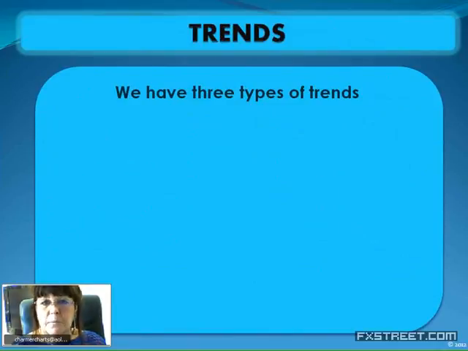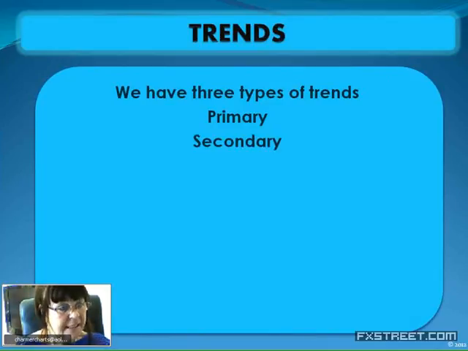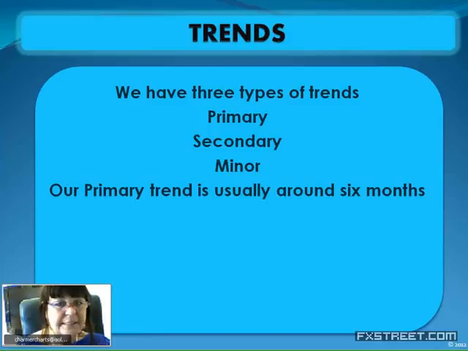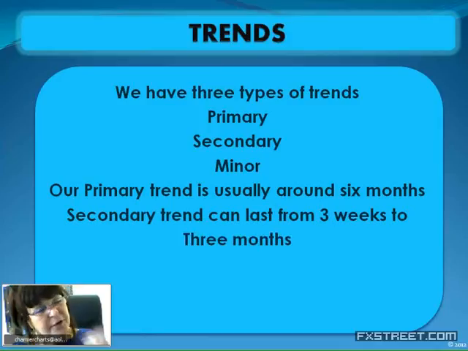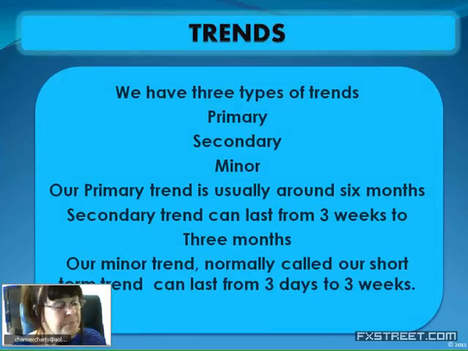Now, we have three types of trends. We have a primary trend, which is a longer term trend, a secondary trend, and a minor trend. The primary trend is the longest trend. It's normally around 6 months. Obviously, as we all know, we do have trends lasting much longer. Our secondary trend lasts from 3 weeks to 3 months. So still quite short term overall, but quite long term if you're trading day to day. Even the minor trend, which is a short term trend, can last from 3 days to 3 weeks.